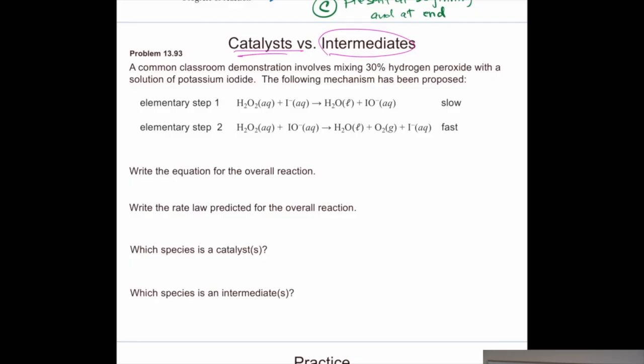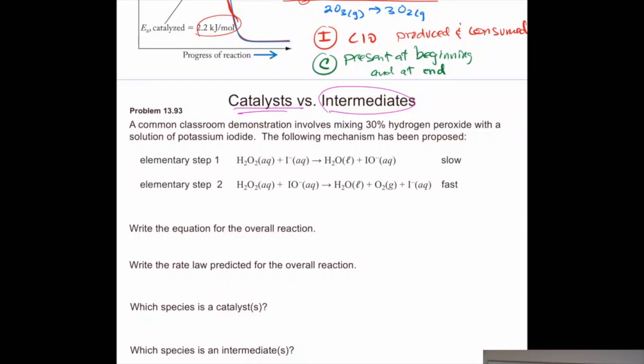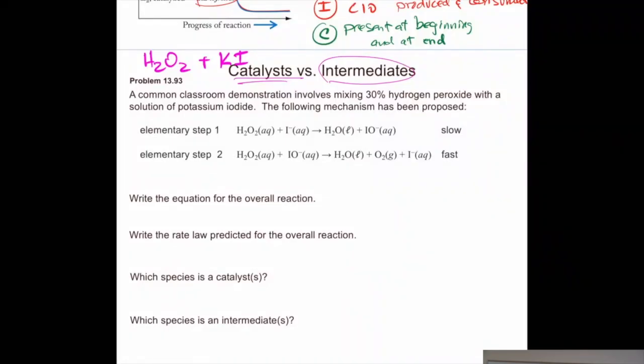here is a proposed two-step mechanism for a reaction. And the reaction is mixing hydrogen peroxide, H2O2, with potassium iodide. One of the requirements for the two-step mechanism is that it has to add up to the overall reaction. Okay? So rather than us predicting what those products would be, let's just assume that this proposal is right, then it should add up to what the overall reaction is.